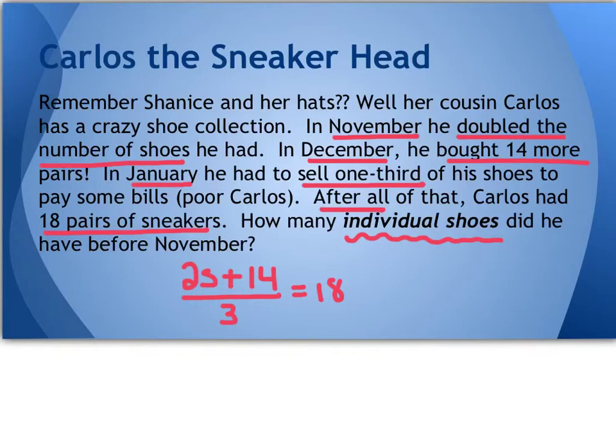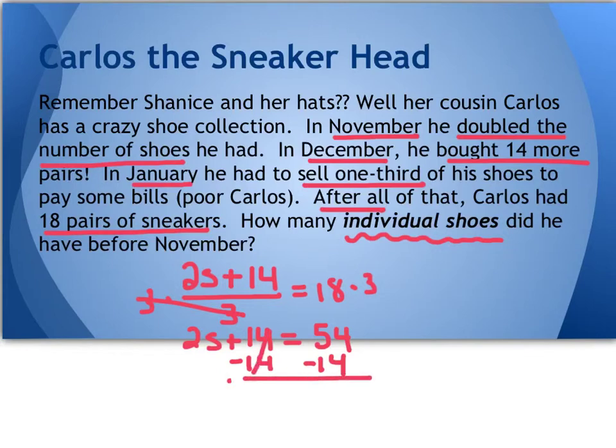Now we can solve the problem. The first step would be to multiply by 3. You're left with 2s plus 14 equals 54. Then we're going to subtract 14. We're left with 2s equals 40. Divide by 2. s will equal 20.